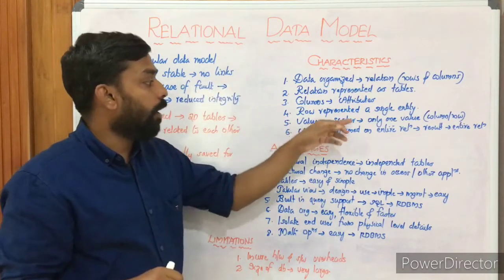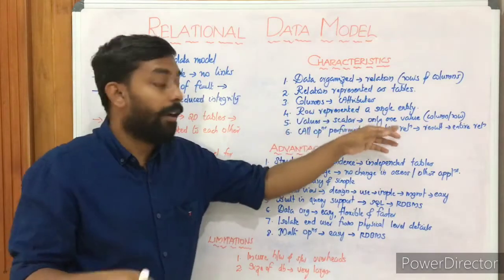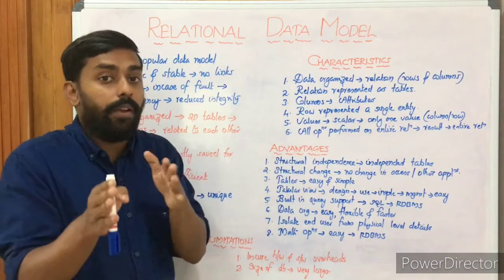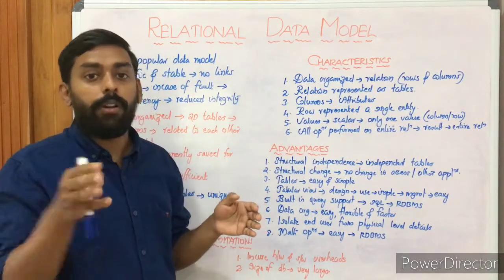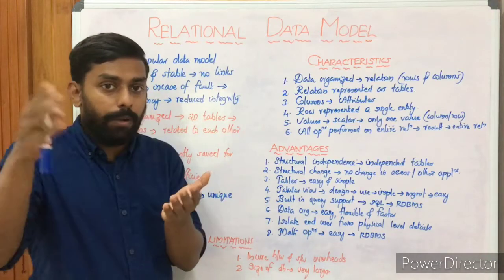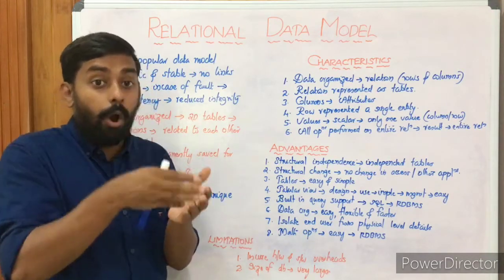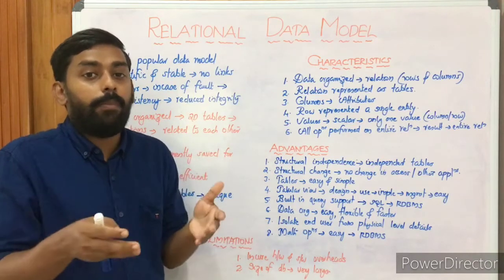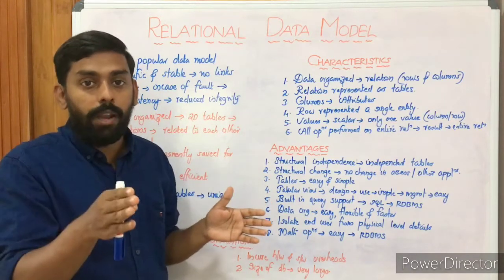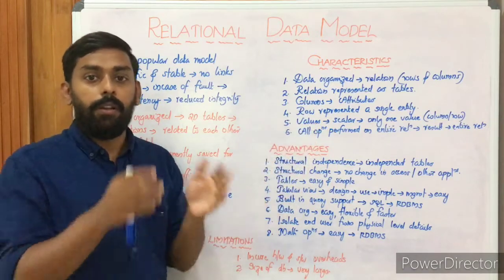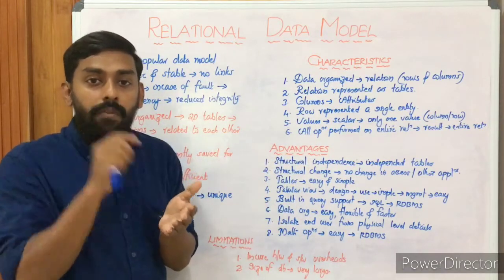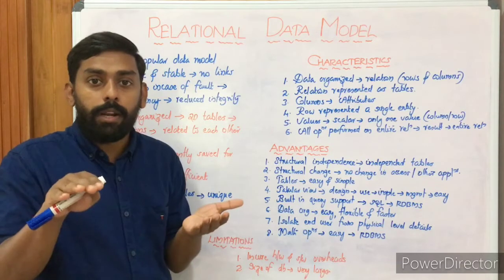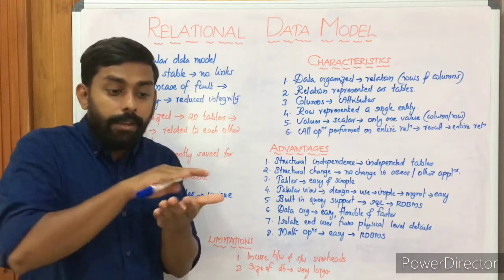Then values are scalar. That means only one value should be there in a column of a row. In a row there will be multiple values, but in a column there must be only one value. It doesn't permit multiple values. That is what scalar is. For example, we can have only one value for roll number in a row, and only one name in a row.